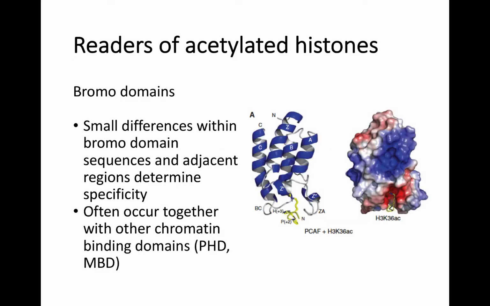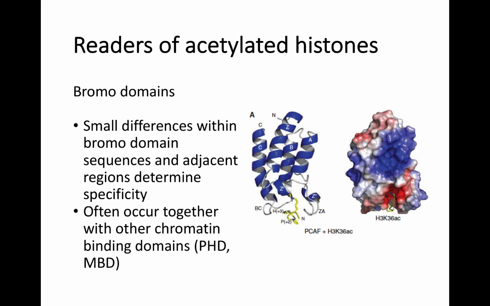The major reader domain for acetylation marks is the bromodomain. The bromodomain is a conserved protein domain of approximately 110 amino acids. In the figure to the right, you can see the molecular structure of a bromodomain. It consists of 4 alpha helices connected by variable loops. Both the ribbon diagram on the left and the space-filling diagram on the right include the histone tail peptide that is the target of this bromodomain in yellow.